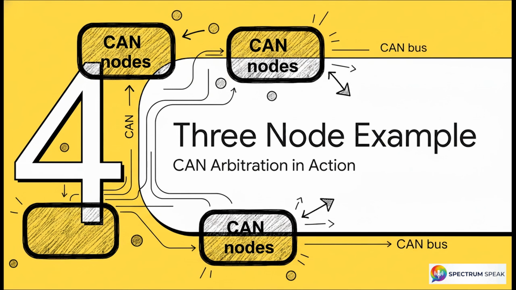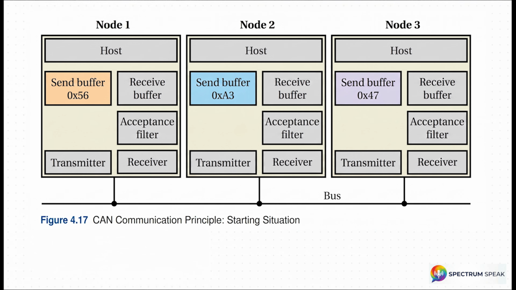Okay, let's actually put this theory into practice in Section 4. We'll look at a real-world example with 3 CAN nodes to see arbitration in action. Take a look at this CAN cluster.